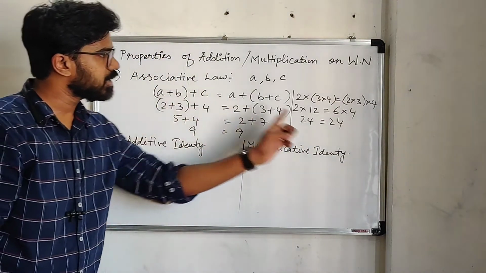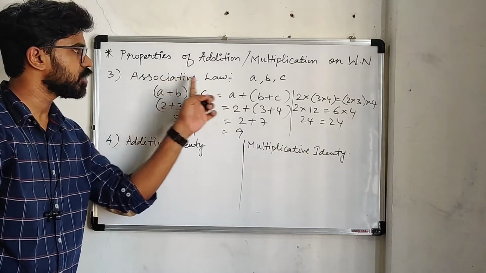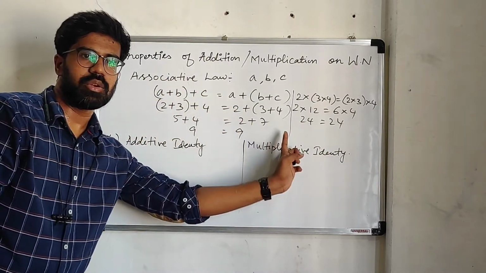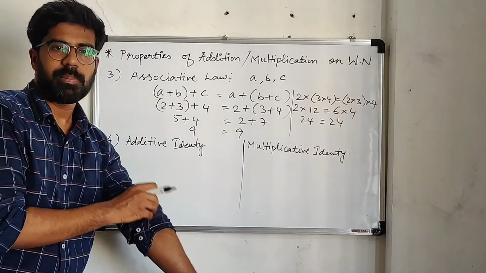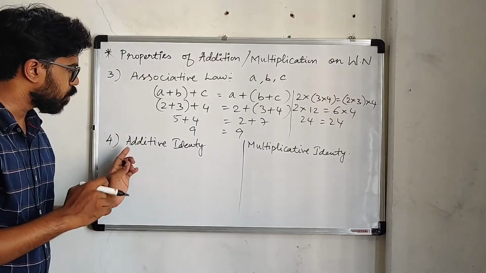So both your addition and multiplication have the associative law. You can add them in any order and you will end up getting the same answer. And here in this case you will be multiplying them. Okay, this is your third one. What is the fourth one?